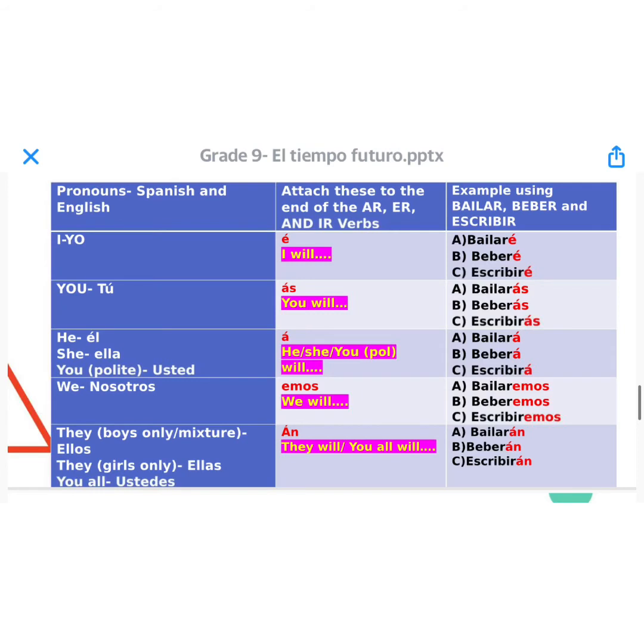Remember, we're not taking off the AR, ER, or the IR. We're leaving the verb just as how it is, and then we're going to add the é, ás, á, emos, án. So let's look at what happens when we add these endings to the verbs. If you look carefully, all I did was to attach the endings. So when I added the é, that is I will do something, notice I ended up with bailaré, beberé, and escribiré. If you look carefully, you will note that I did not remove the endings from the verbs. All I did was to attach the é. And I followed through with this method with the rest of the conjugation. So you leave the verb as is, and then you just attach the endings.